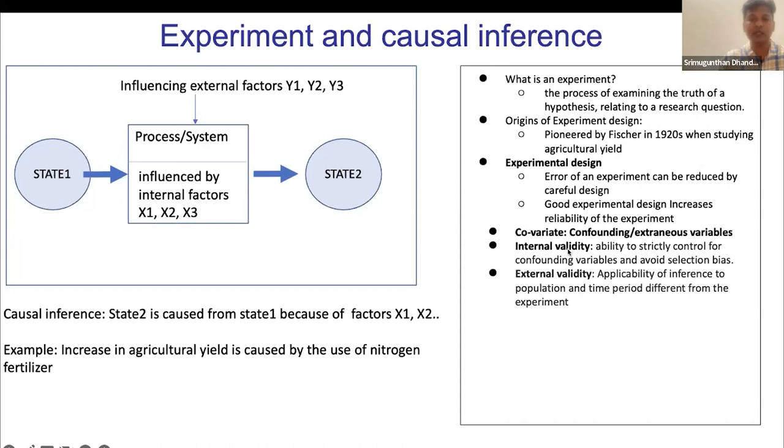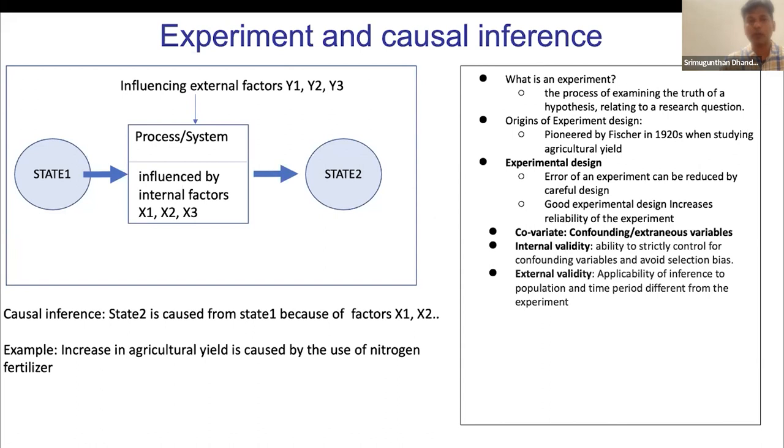Internal validity means that you want to strictly control the influence of the confounding variables and avoid selection bias. And you also want external validity, which is to say that whatever inference you arrive at from this experiment, you want it to be generalized and applied generally. So it should be applicable to the whole population or at a different time period. That is called external validity.